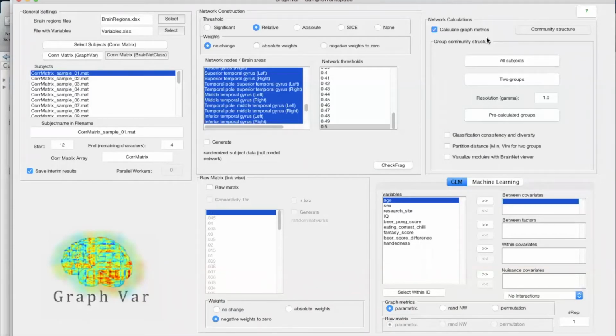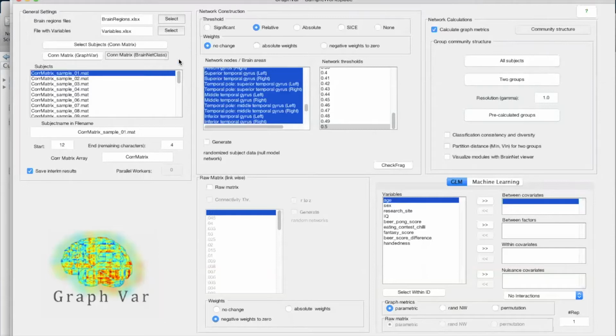I'm one of the developers of the GraphVar Toolbox, and today I'm going to speak about the community structure panel in GraphVar, which will enable you to make inferences about the community structure or the modular assignment of nodes across a group of individuals, or also compare this. So compare the community structure between two groups of individuals.